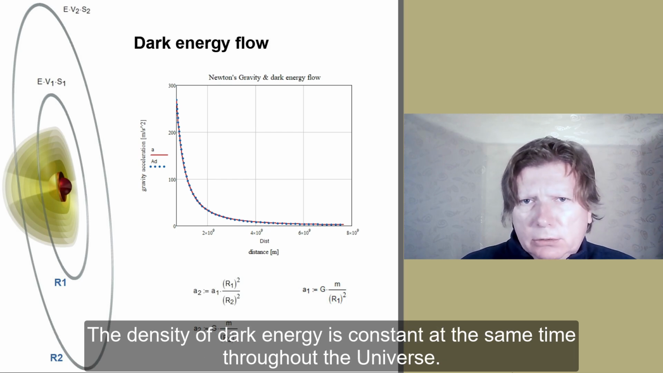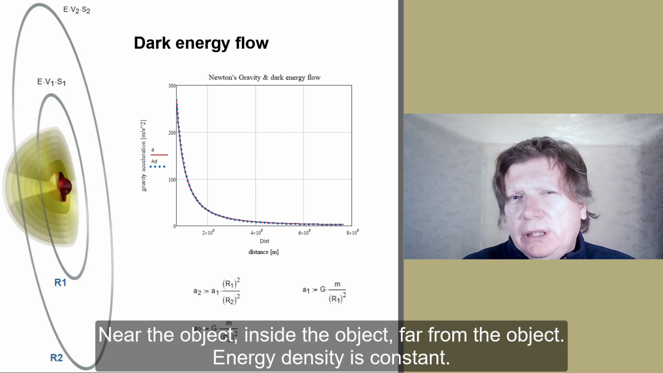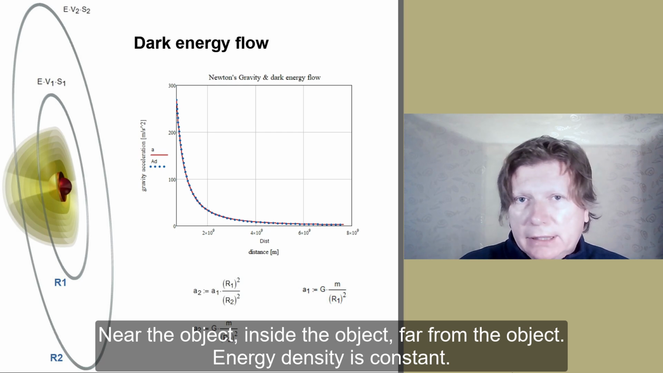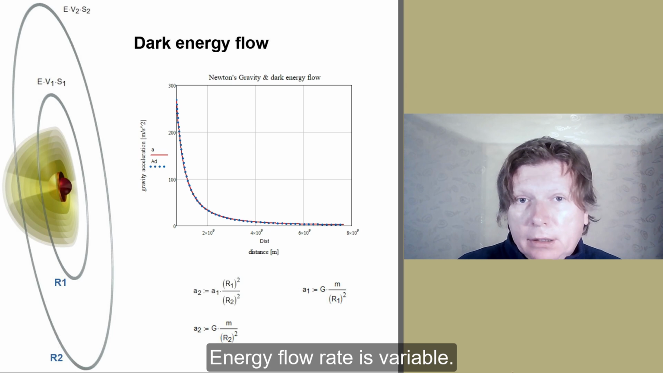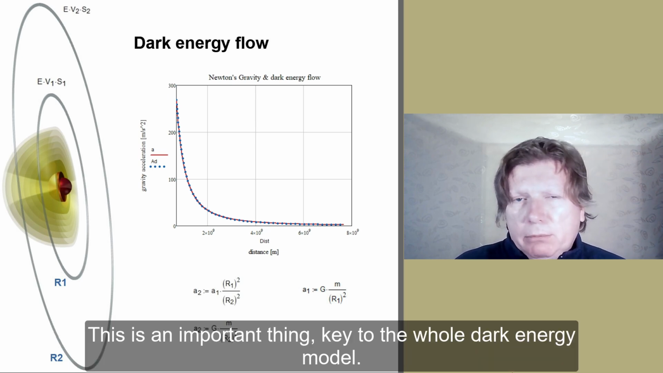The density of dark energy is constant at the same time in all universe. Near the object, inside the object, and far from the object, gęstość tej ciemnej energii jest bardzo zbliżona, nie ulega żadnej zmianie. Energy density is constant. Energy flow rate is variable. Tylko tempo przepływu może być tutaj regulatorem, tak? This is an important thing, key to the whole dark energy model.